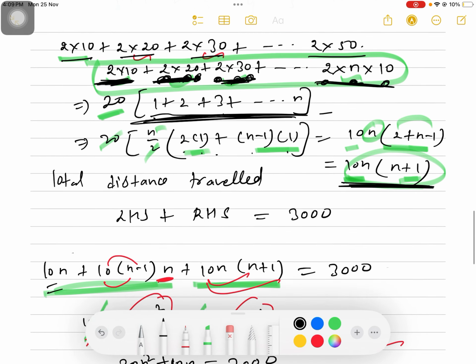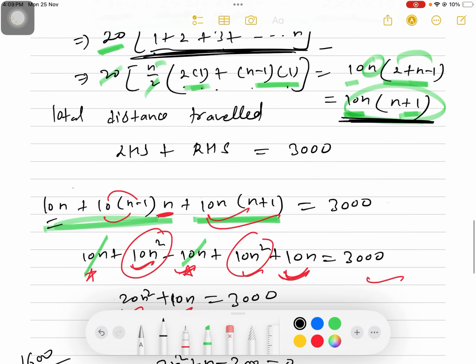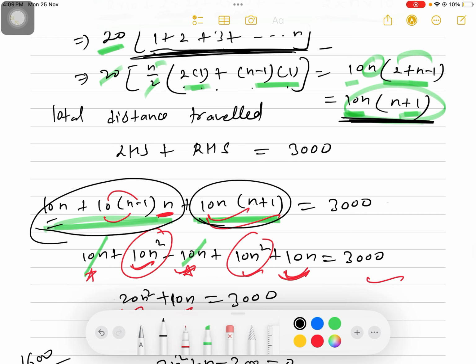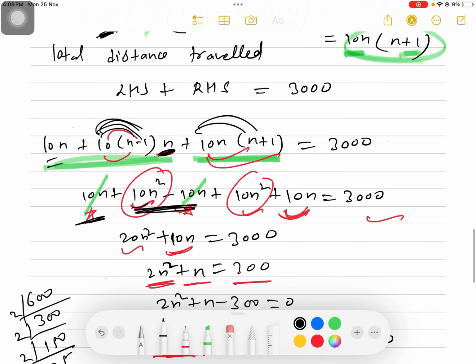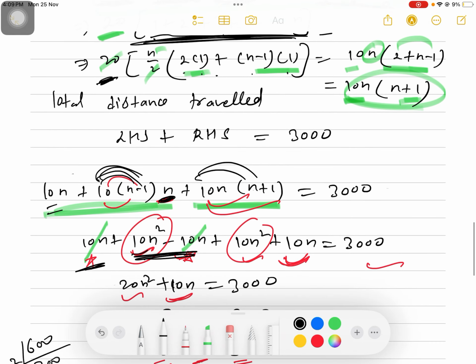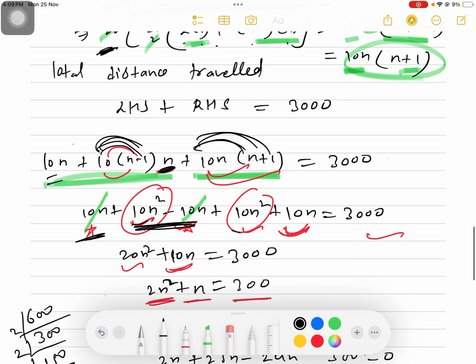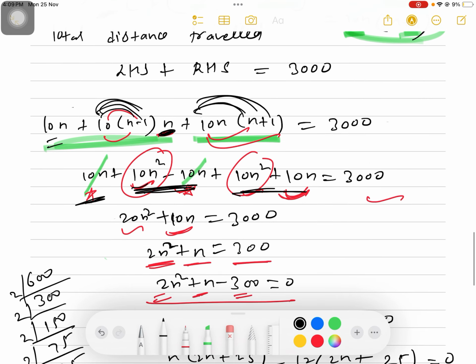Total distance is 3000. So that means LHS plus RHS will be 3000. This till here is LHS and this is my RHS. So LHS plus RHS equals 3000. Now we just have to solve. So 10n, plus 10 into n, and this n also we have to multiply. So 10n square minus 10n, and then 10n square plus 10n, correct, after multiplication equals 3000.